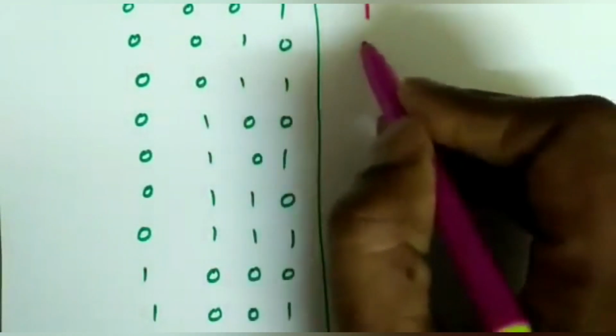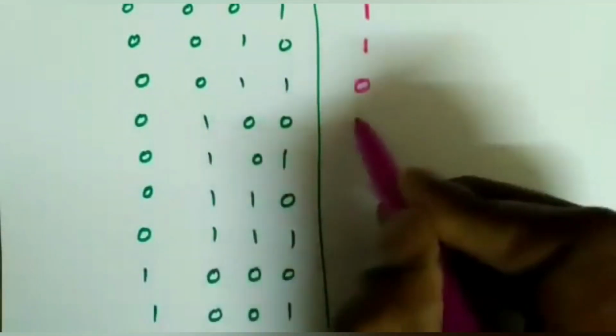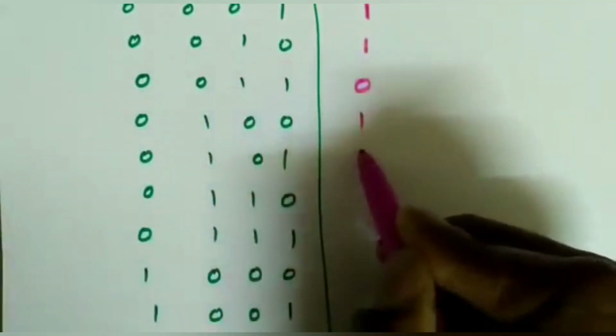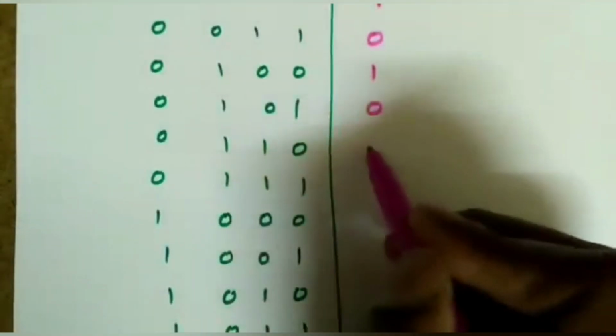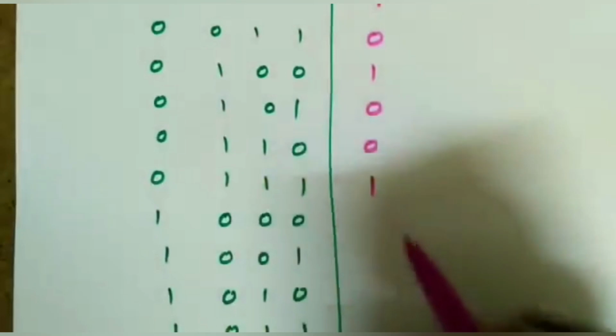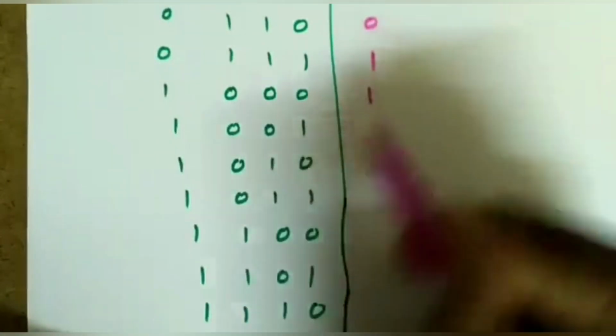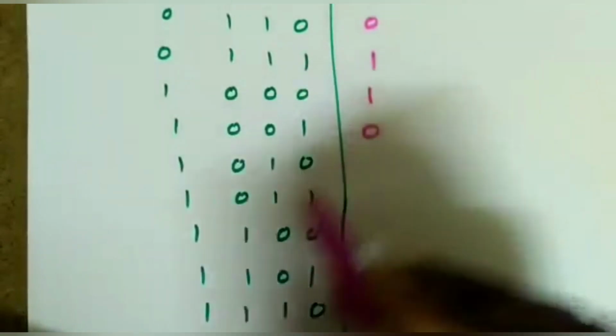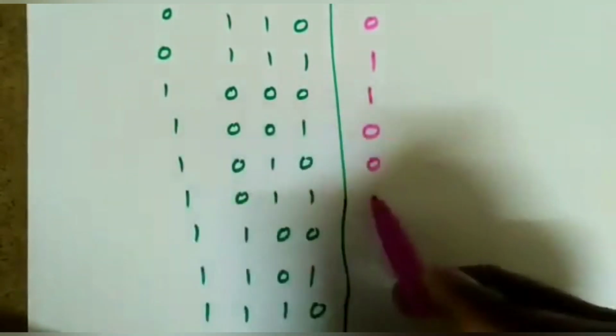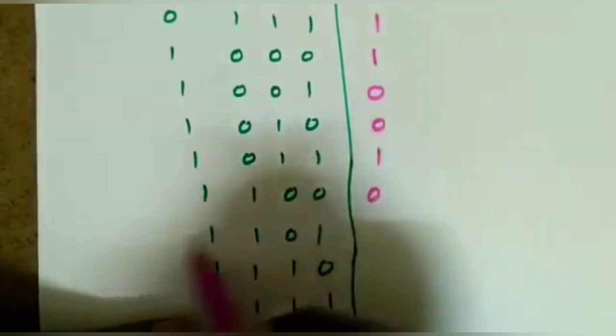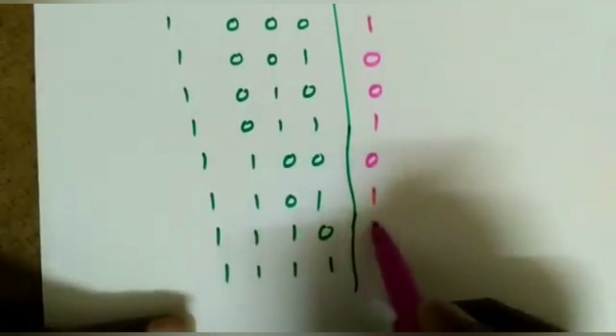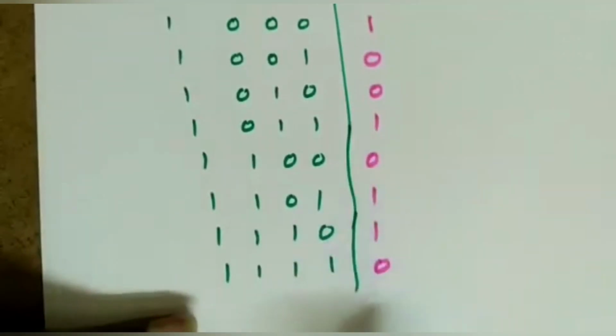Similarly, this one is counting the number of ones as odd, so error. Even number of ones, no error. Odd number of ones, error. Even number of ones, no error. Even number of ones, no error. Odd number of ones, error. Then this is an odd number of ones, error. Even number of ones, no error. No error, error, no error. Error, error, no error. Yes or no?